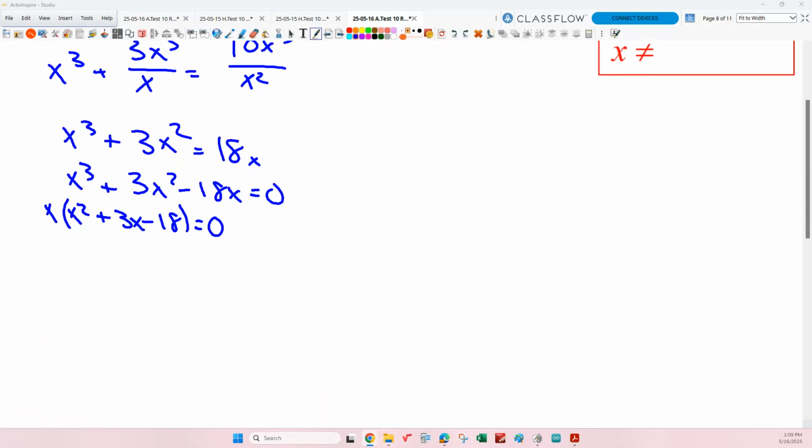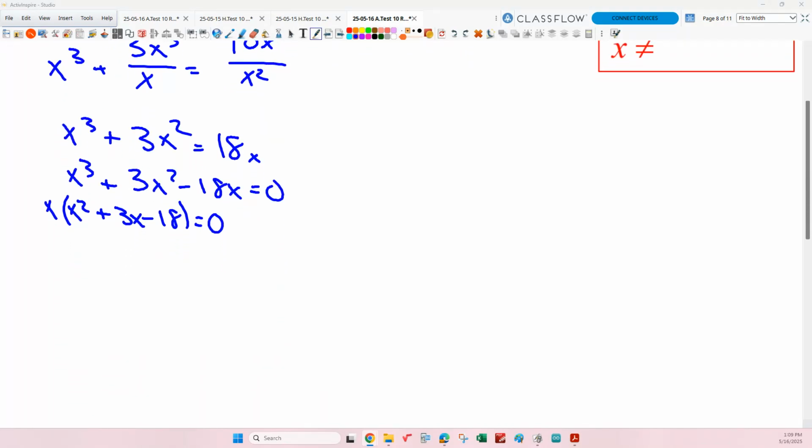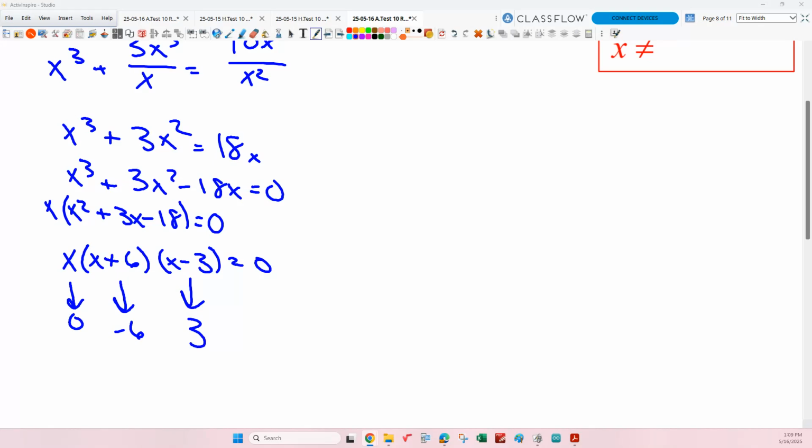Can I factor that quadratic? Yeah. X plus 6, x minus 3. So I get x times x plus 6, x minus 3. So what are my 3 solutions then? Yep, we get 0 here, -6, +3. So we didn't do it before, but what value do I have to exclude out of my denominator?